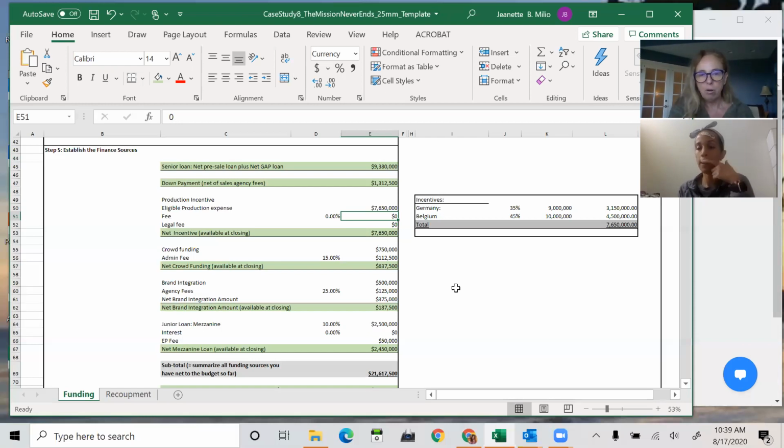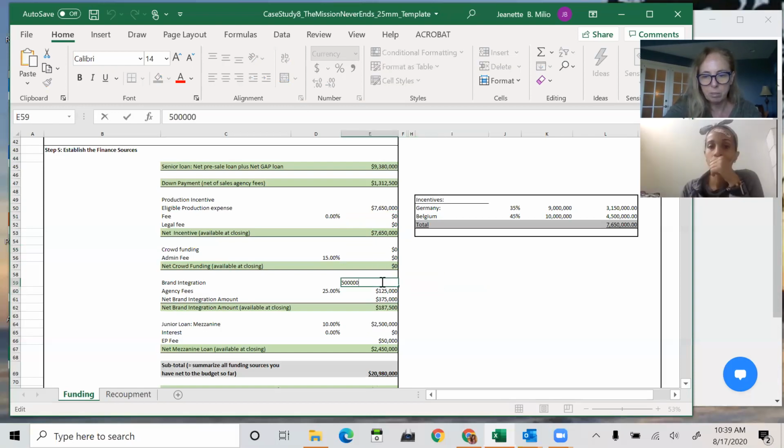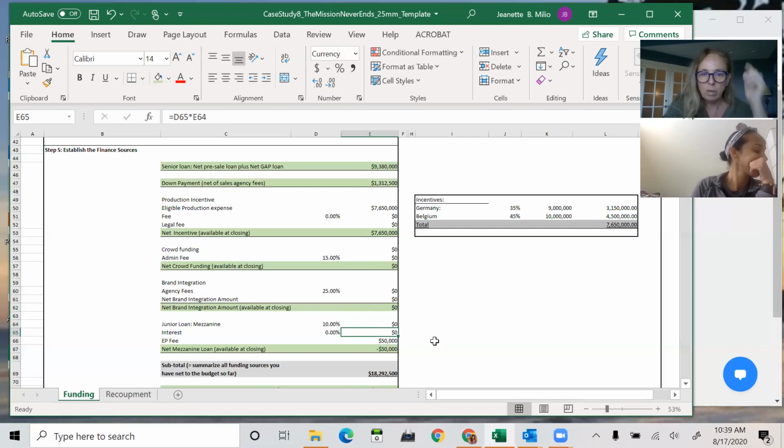Okay. So now I'm going to zero all this out so we can go into our steps here. I'm going to say 0, 0, 0, 0, 0, 0, 0. So now let's go to crowdfunding. Can you tell me how much crowdfunding the assumptions are telling you we're getting? I sure can.